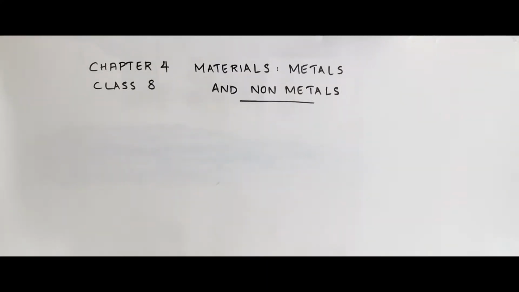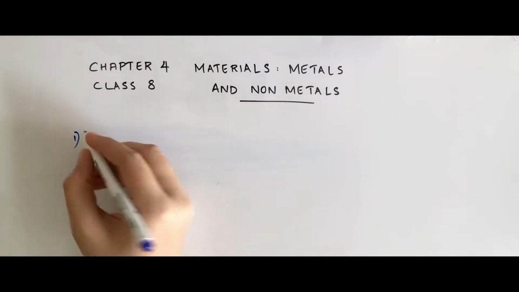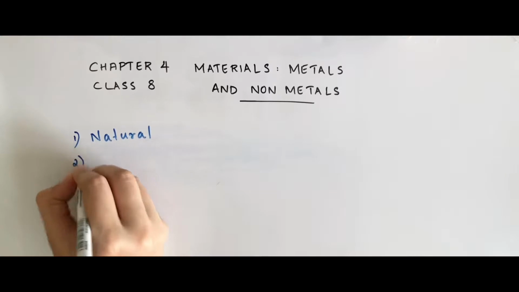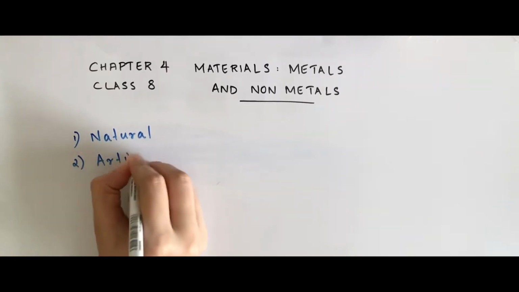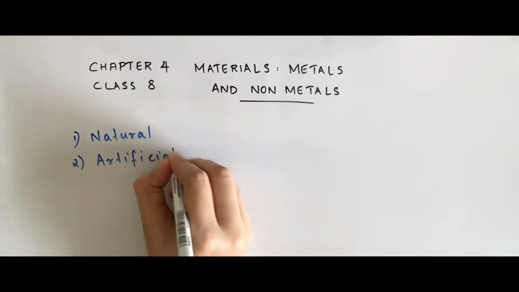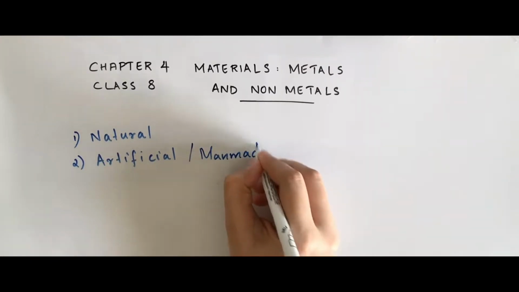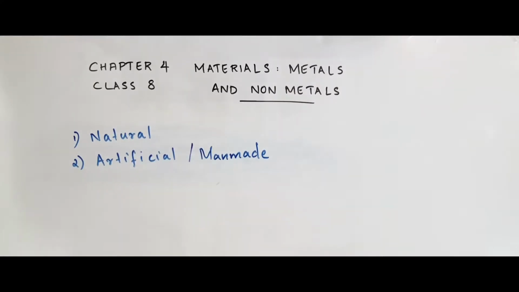Before we begin the chapter, let me give you a brief explanation about material. What are materials? You know that there are a wide variety of substances which are found in nature, right? We can categorize them into natural and artificial or man-made. So there are two types of material, natural and artificial or man-made materials.